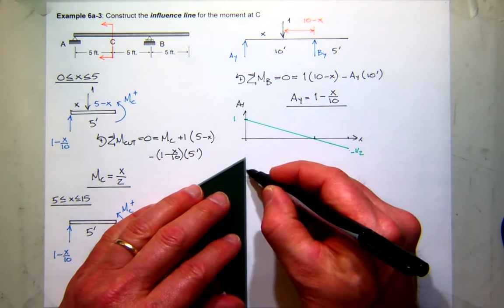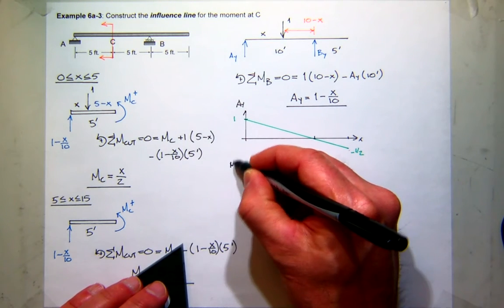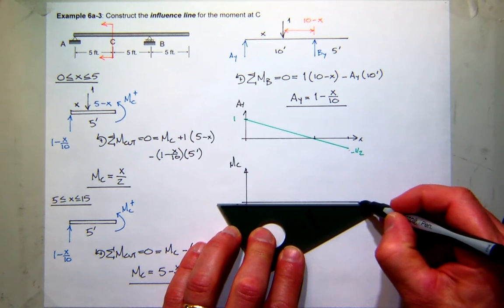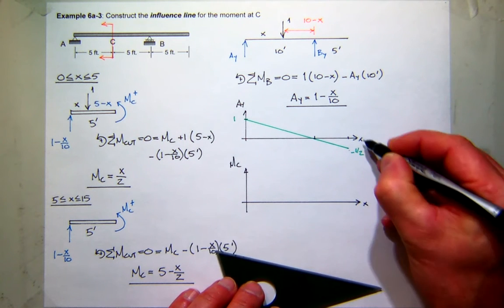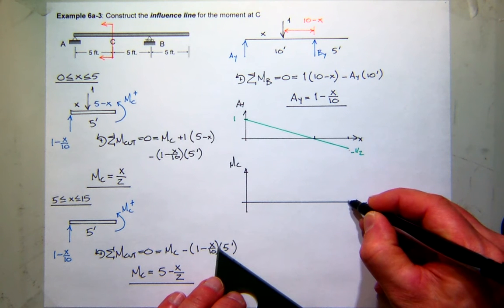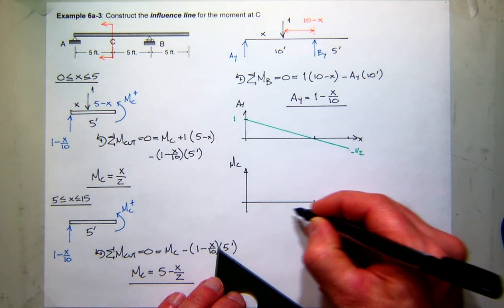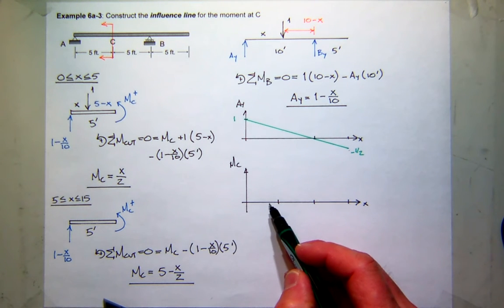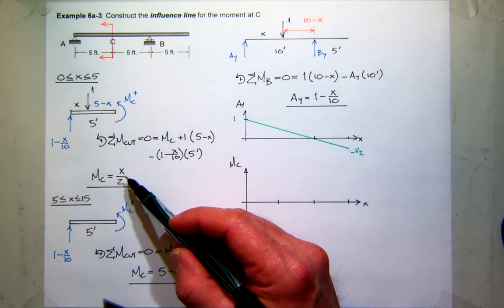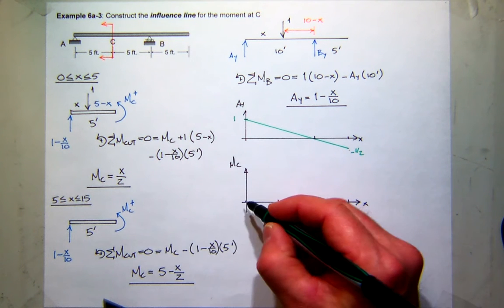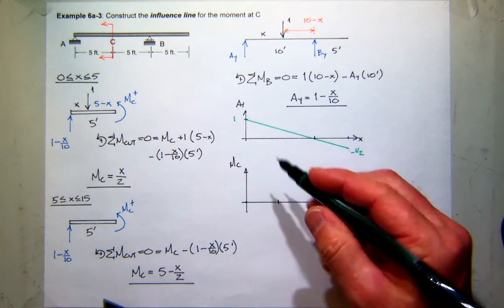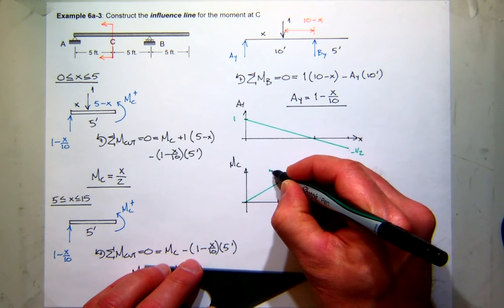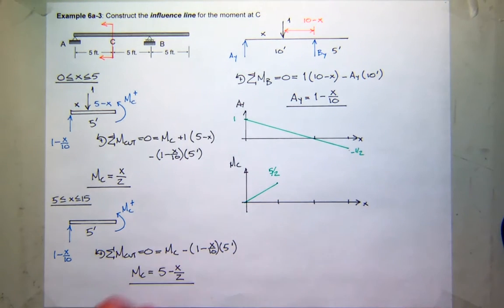So if I plot the moment at C as it varies across the structure, there's 15, there's 10, there's 5. Okay, so for the first 5 feet, I use this equation. So starting at x equals 0, I get 0. At x equals 5, I get a positive value, 5 divided by 2. You see that?